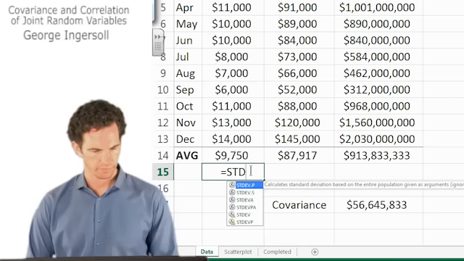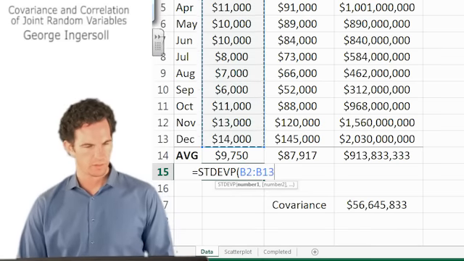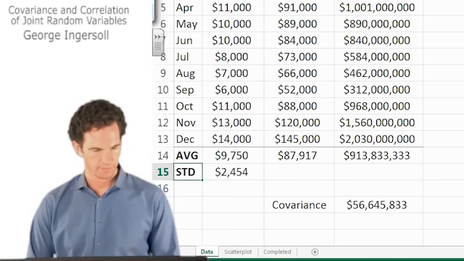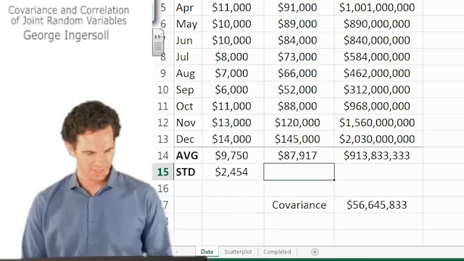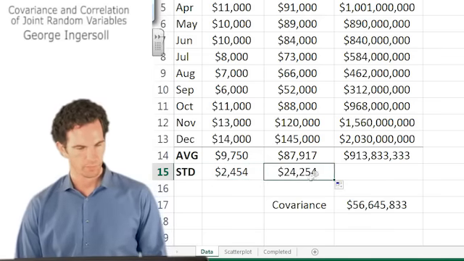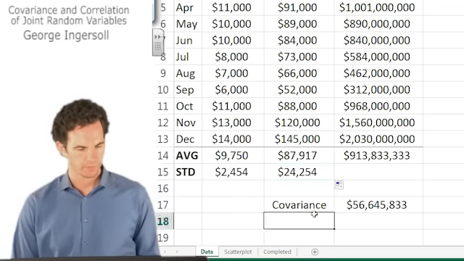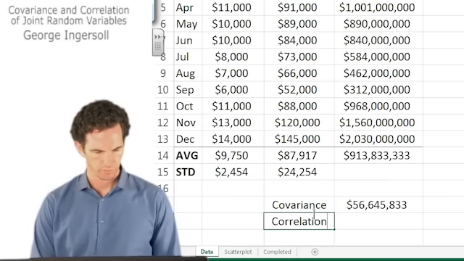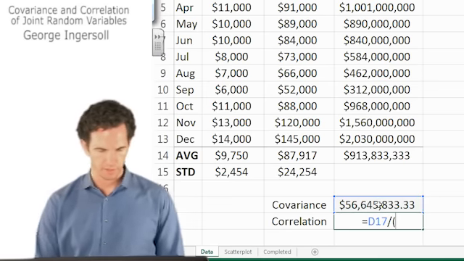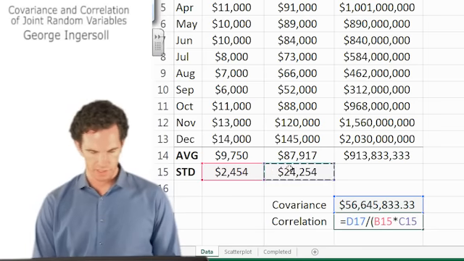Oh, I forgot to label this. STD, standard deviation. And we'll just drag this across. So now I have my standard deviation for marketing and monthly sales. My correlation is going to be my covariance divided by standard deviation of x times standard deviation of y.